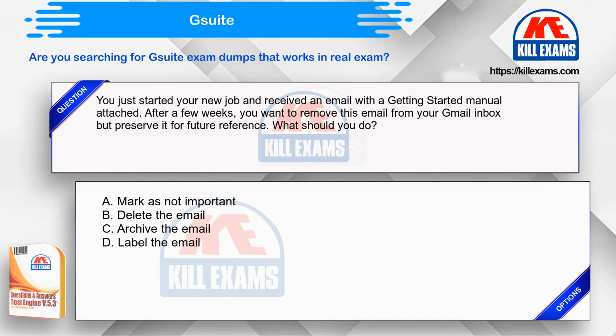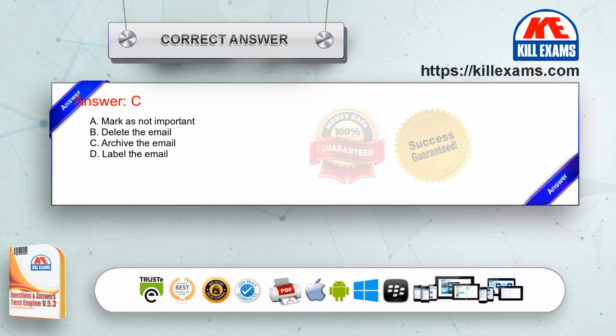Option A. Mark as not important. Option B. Delete the email. Option C. Archive the email. Option D. Label the email. The correct answer is option C.